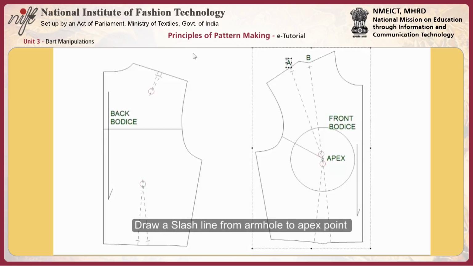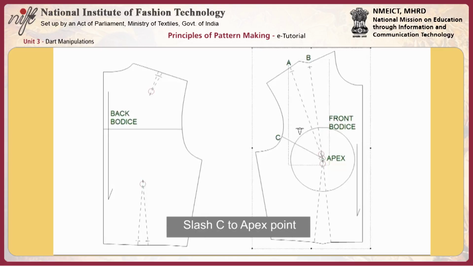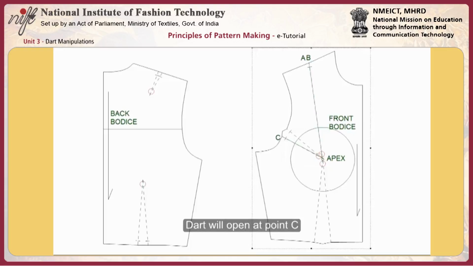Draw a slash line from armhole to apex point. Label C at armhole, slash C to apex point. Close the shoulder dart by moving point A to B. The dart will open at point C.